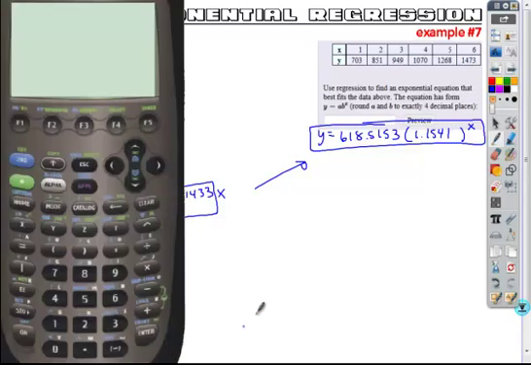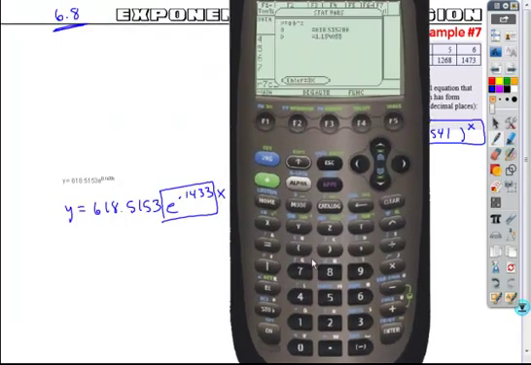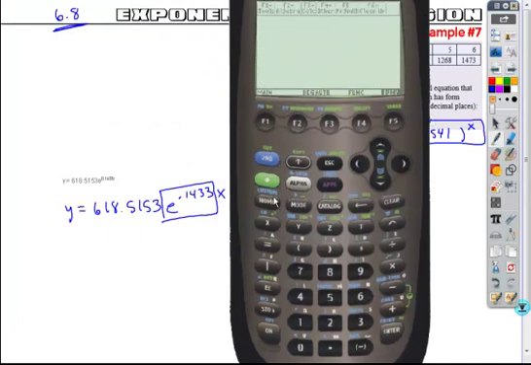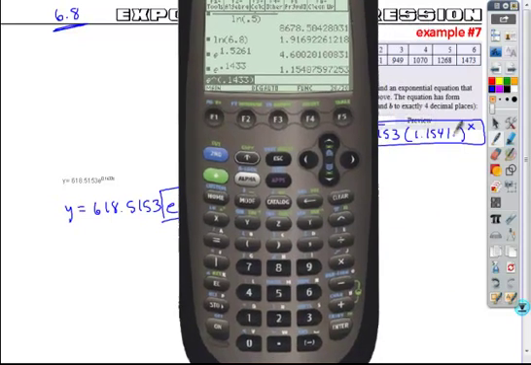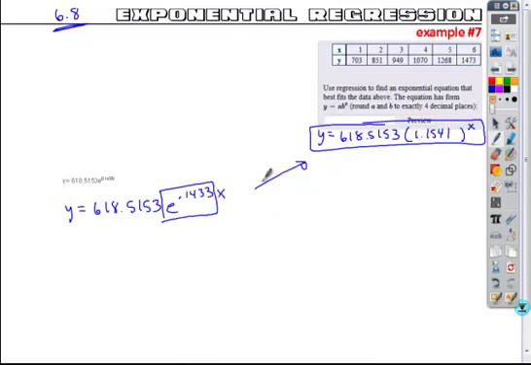Okay, so if I do that really quickly here on my home screen, I take e to the power of 0.1433 and evaluate it. I see that my answer is 1.1541. I would still come up with the same answer. I just have to make that one little transformation.